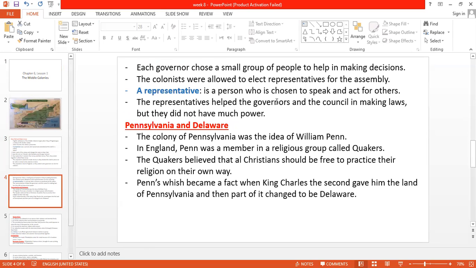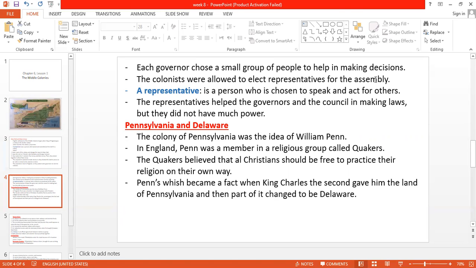And again, each governor for each colony needed a group of people to help him in making any decision. They needed to make a decision. They needed to make a law. So they needed helpers. That's why they established something called an assembly. Assembly is something like a council in England. This assembly had members. The members of the assembly are called representatives.